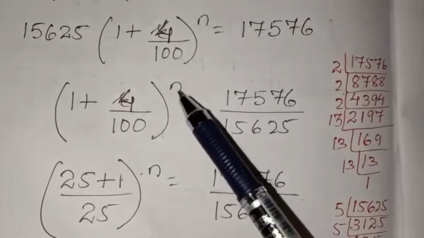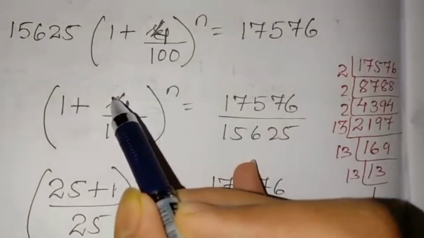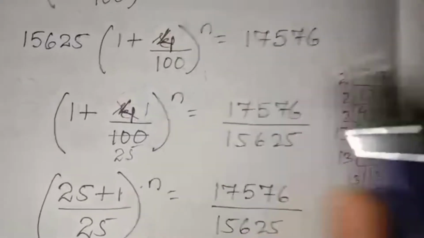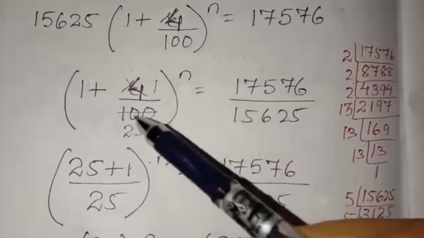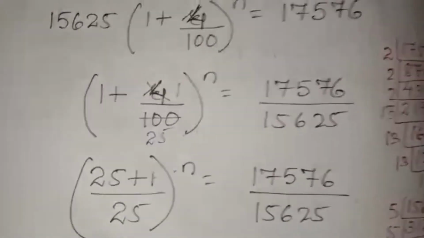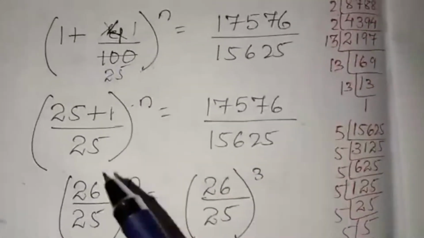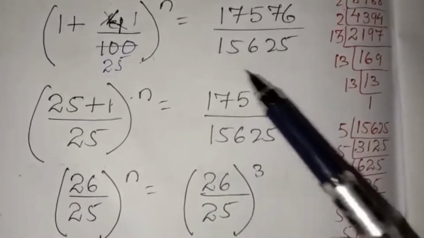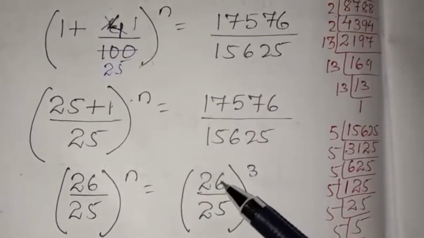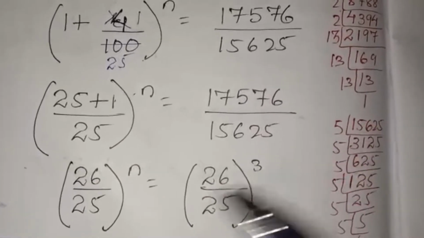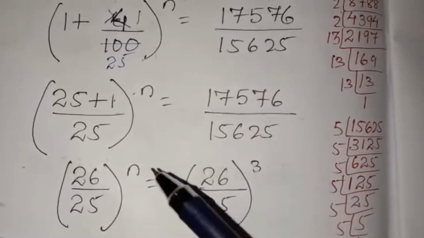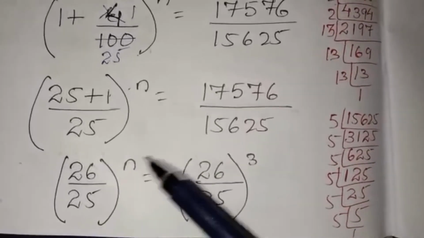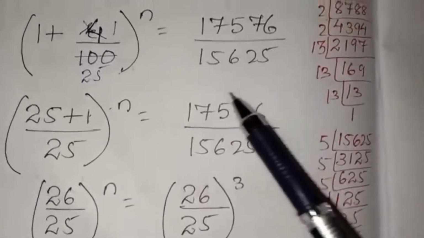n is in the power. First you simplify this. 4 1s are 4, 4 2s are 8, 4 5s are 20. So 1 by 25. So take LCM. Then here we'll get (26/25)^n. So this one also you have to express as (26/25) to the power something, because we have to make the same base. We have n in the power, so we have to make the same base so that the powers will be equal. So first you find this one.